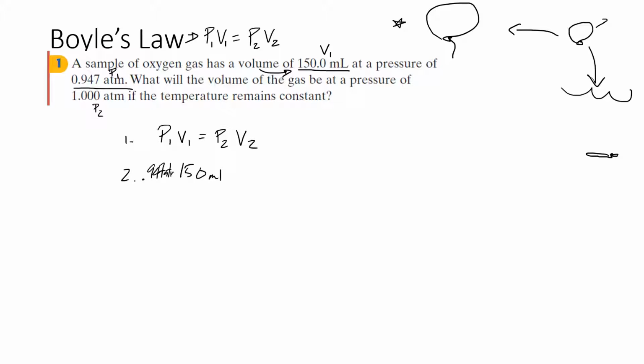0.947 atm times, all right, that's a little messy, but I hope you could see that. And then finally, P2 is 1 atm, and the only variable we have is V2, right? So now it's just simple algebra. If I want to get V2 by itself, if I want to solve for V2, I'm just going to divide both sides by 1.000 atm.